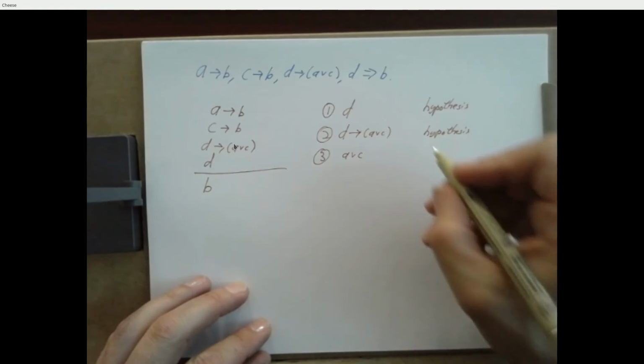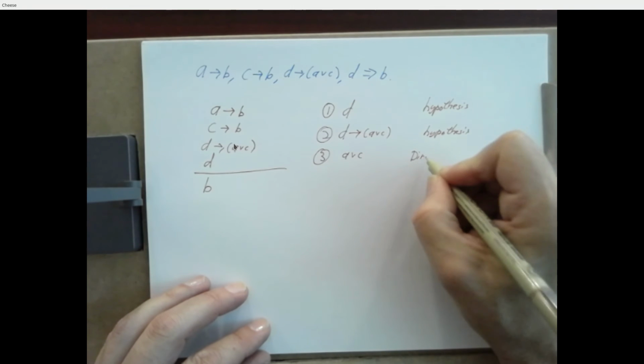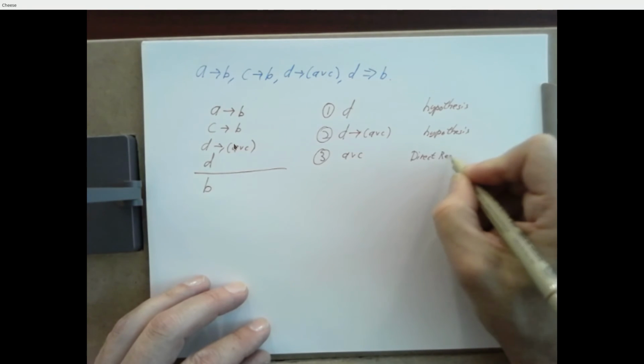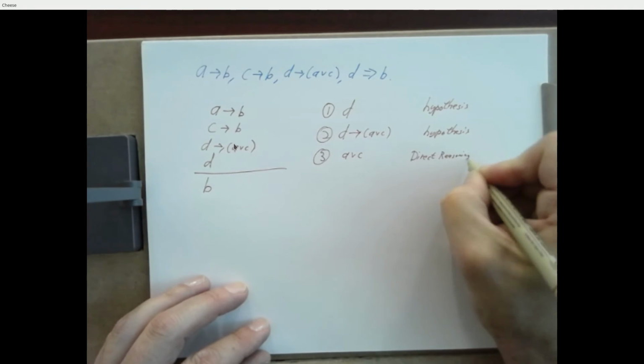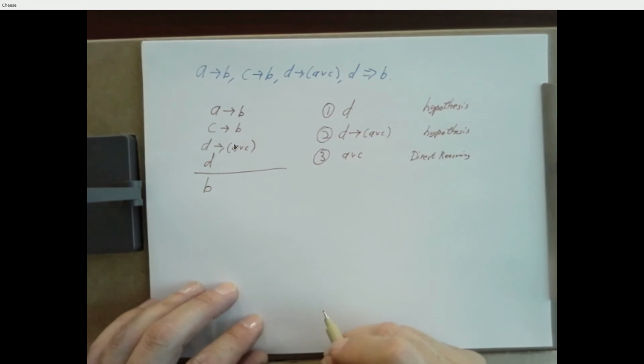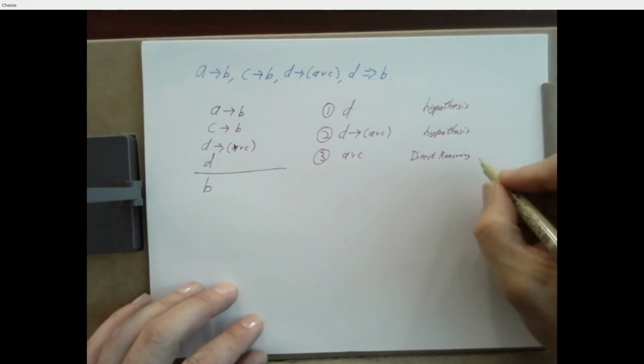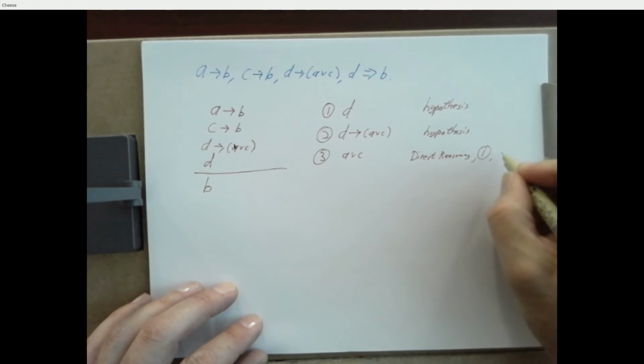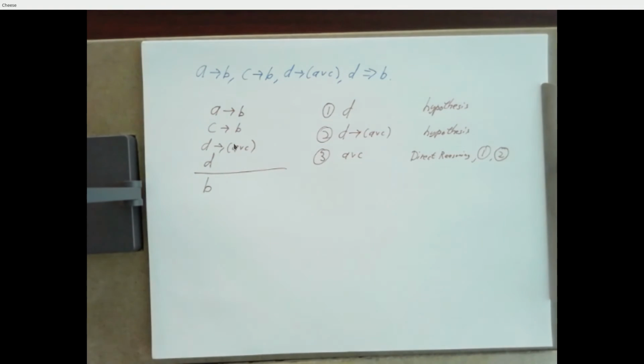Okay, so the short version of that is direct reasoning. Look in the book, page 59, and it's got the fancy names for all of these things. This one's called direct reasoning, and I'm going to list the pieces that I fed into that identity, which was statements 1 and 2. So A or C is true.